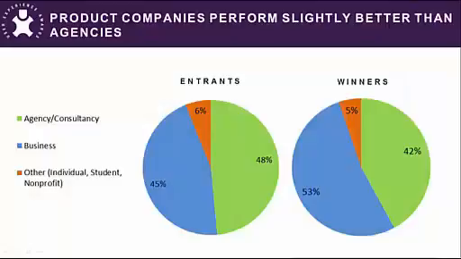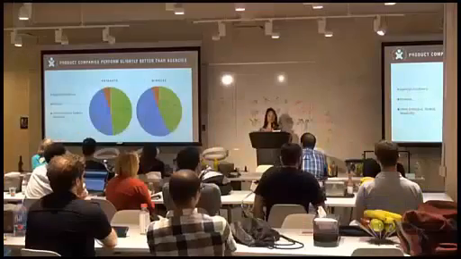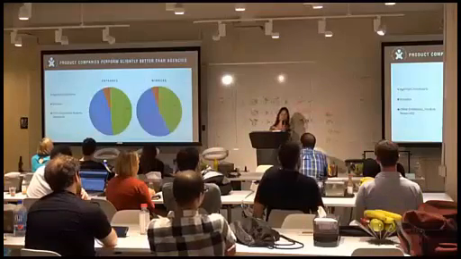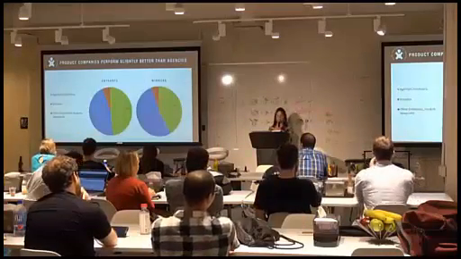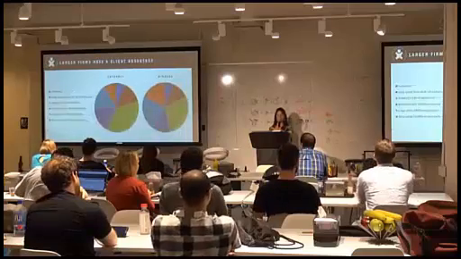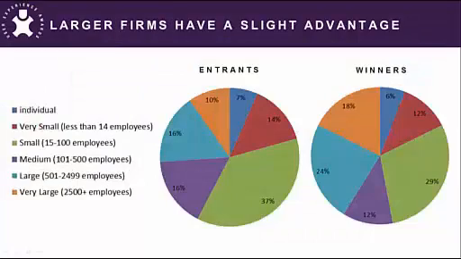Product companies generally perform slightly better than agencies, although it's not a dramatic change. And individuals are basically one-to-one parity. So you see that agencies submitted the most, but they got slightly less awards compared to firms who are doing UX in-house. And larger firms definitely have an advantage.